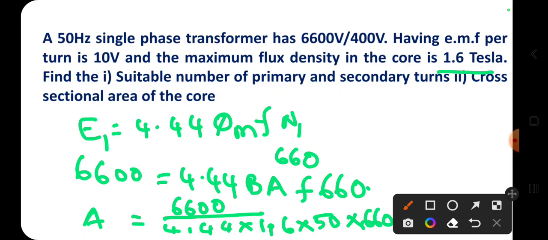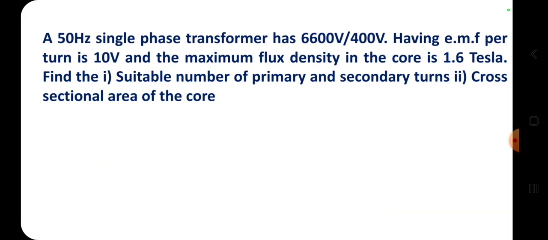Now how much is this value? Let me type it in the calculator. 6600 divided by 4.44 into 1.6 into 50 into 660. Yeah, this will be 0.0281 meter square. Okay, yeah, this is how we can solve this problem. Let us take one more problem.